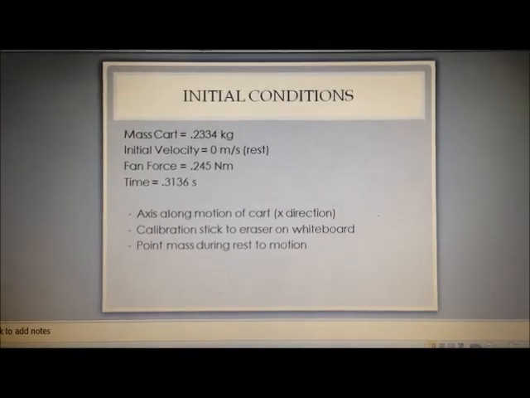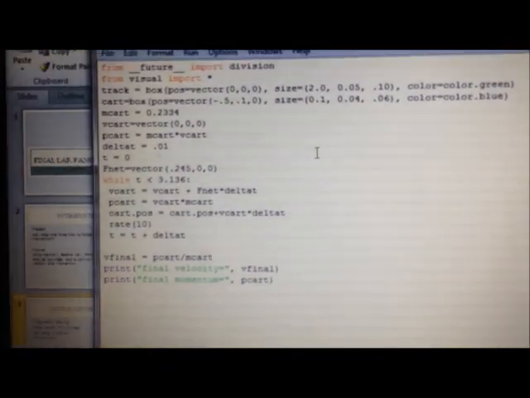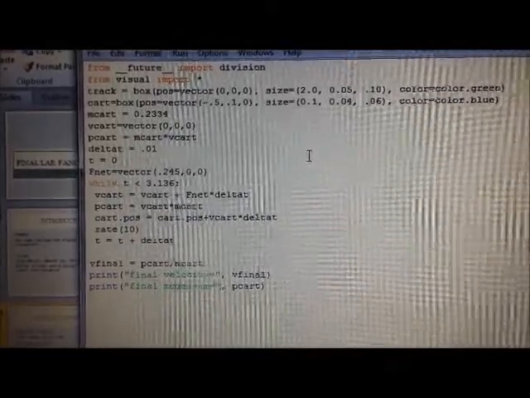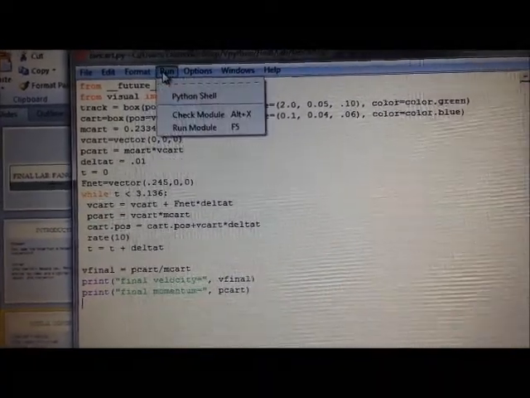So let's go look at my model, which I created in VPython. So here's my code. I just updated the velocity and position throughout a while loop of my time, which is about 3 seconds. And then I printed the final velocity and the final momentum. So you can see this running.